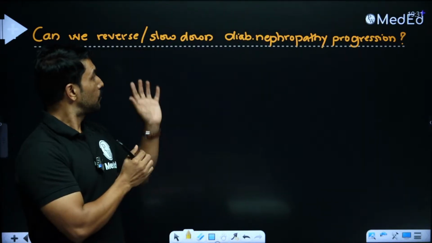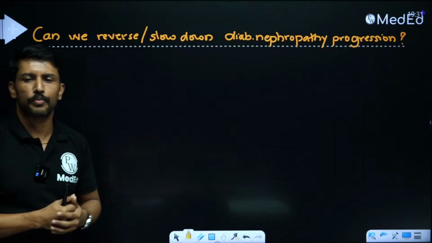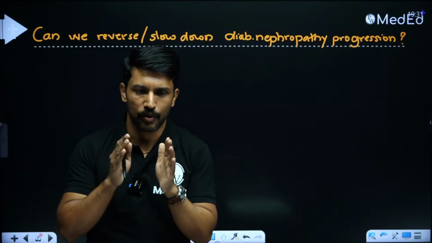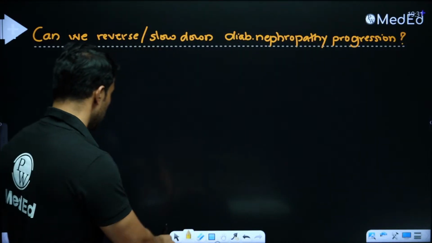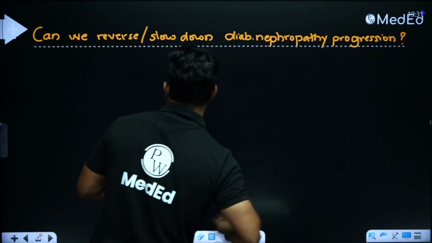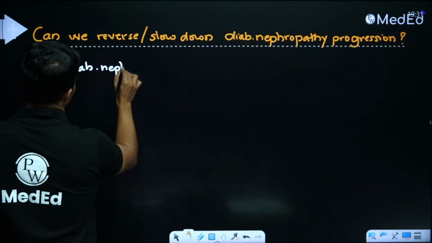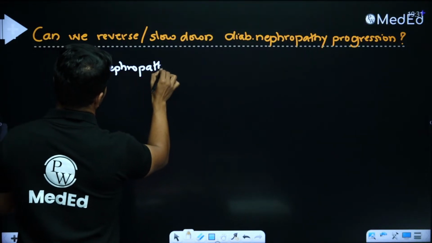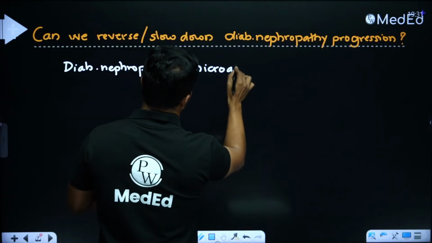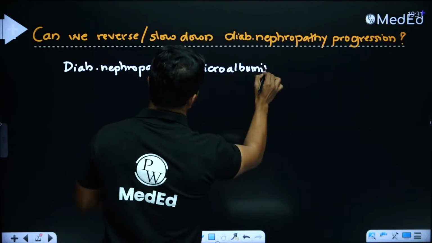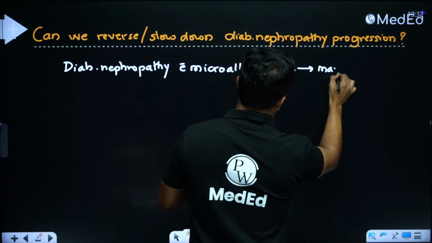I'll do it. So when I get to know that, how do I now slow down the progression? Because diagnosis तो हो गया है that okay, this patient is having diabetic nephropathy. How do I slow down the progression? Okay. So please remember, diabetic nephropathy with microalbuminuria may be reversed.